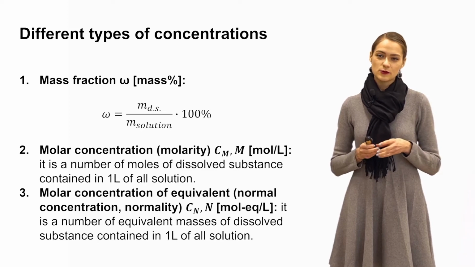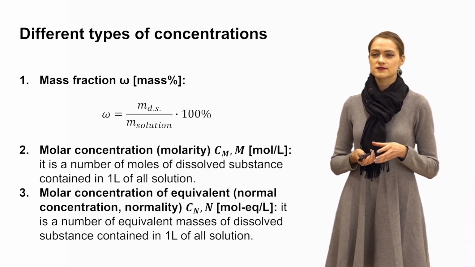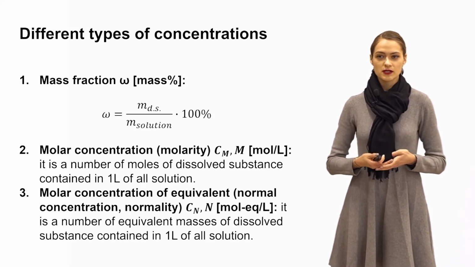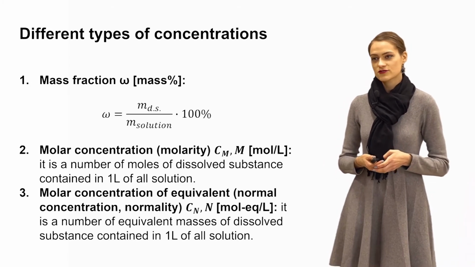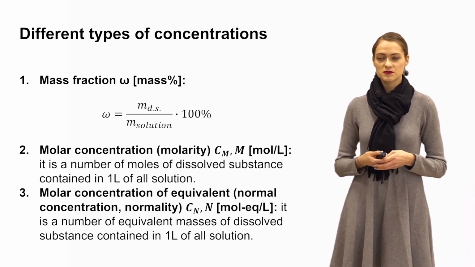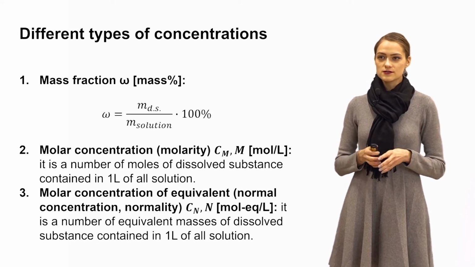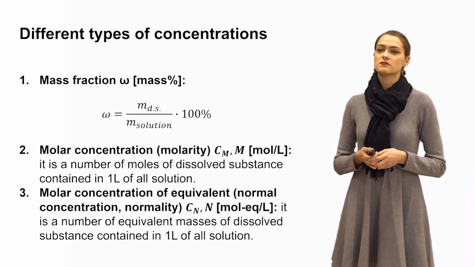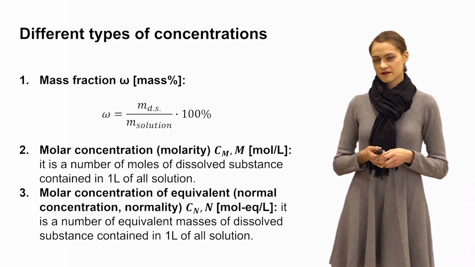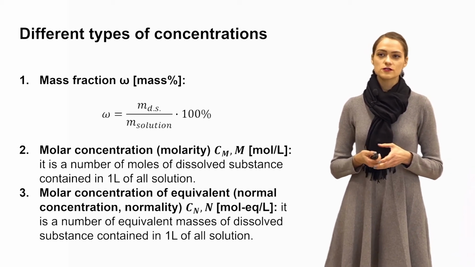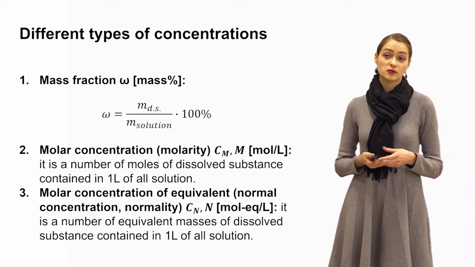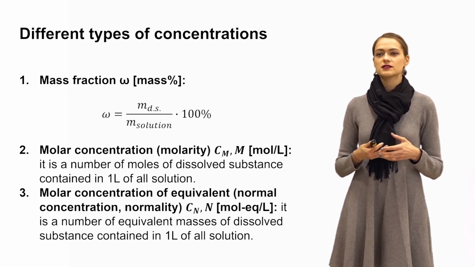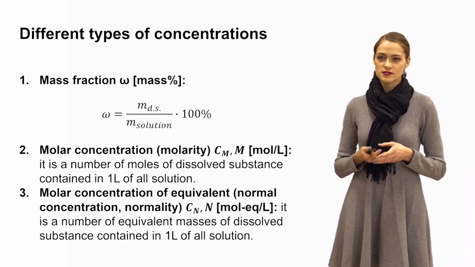But now we need to give the main concentrations which we use in future calculations, especially in chemical kinetics. We need to use molar concentration, in chemical thermodynamics as well. So let's talk about the main concentrations. The first concentration is mass fraction. What does mass fraction mean? It's the mass of the pure substance, for example pure salt or pure hydroxide, which is contained in the mass of all the solution.